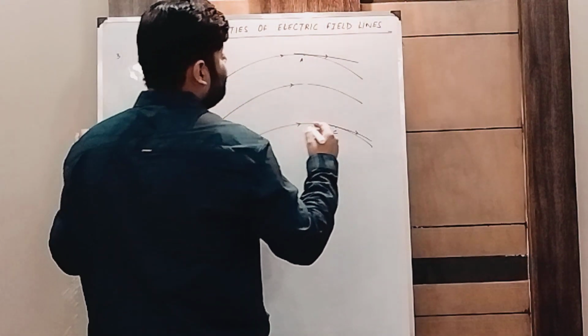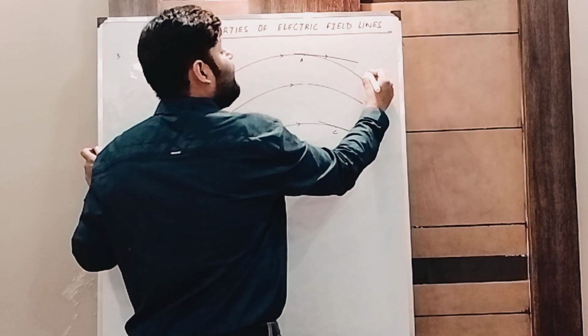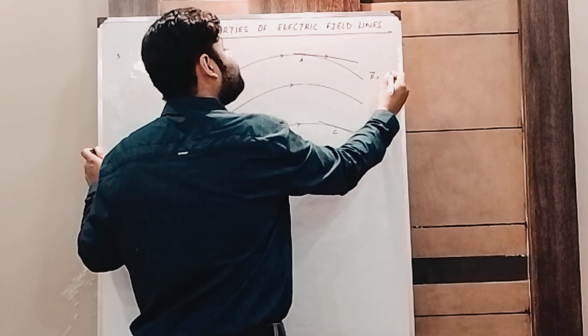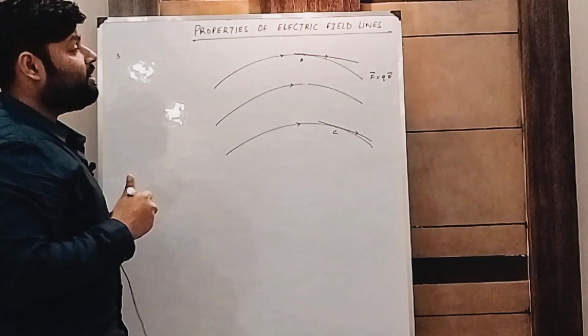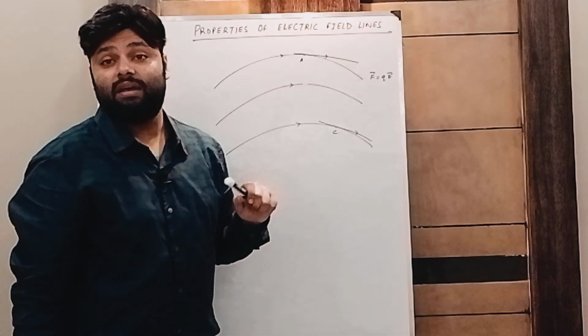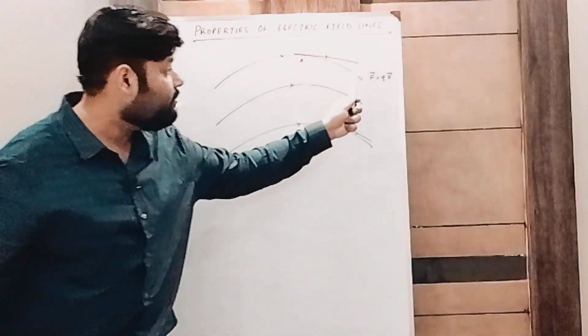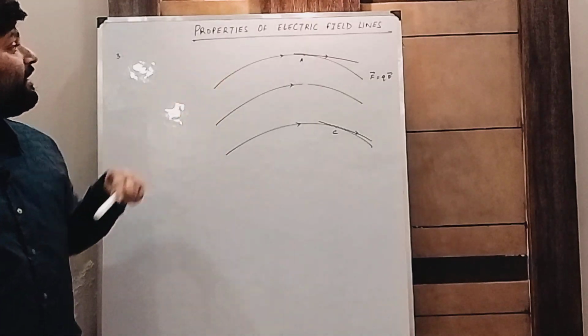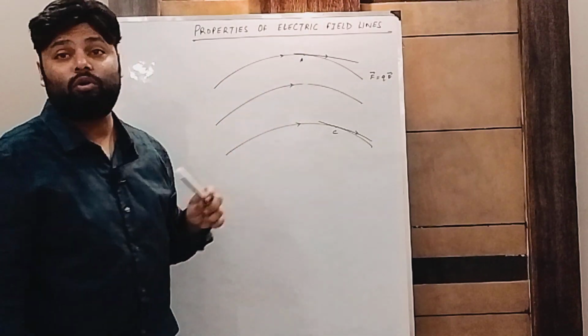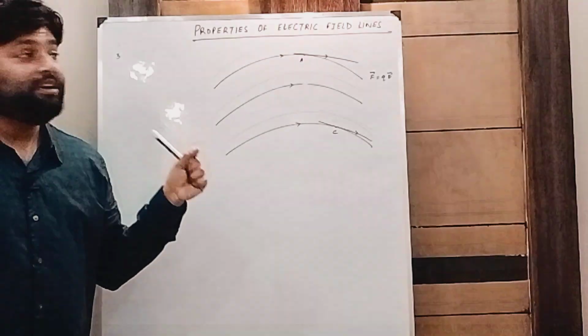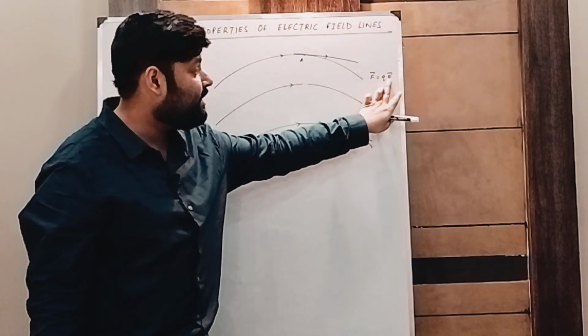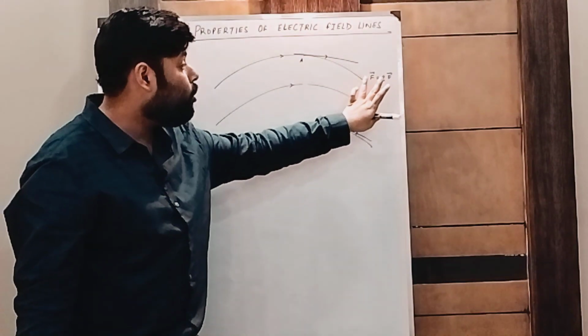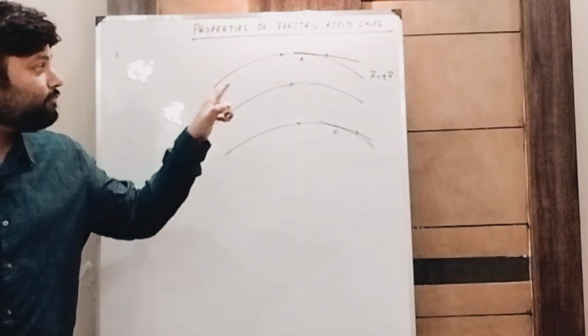Now one more thing. What is electrostatic force? Electrostatic force is Q into E. So whatever is going to be the direction of electric field, the same is going to be the direction of electrostatic force. So in the case of electric field lines, when we draw a tangent at a given point, we get the direction of not only the electric field but also the direction of electrostatic force.